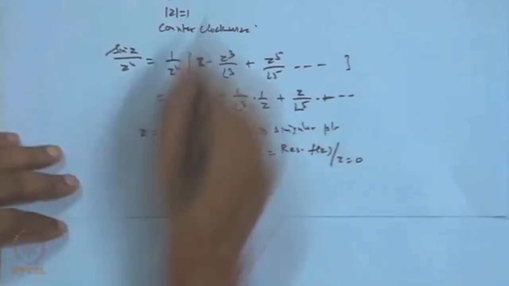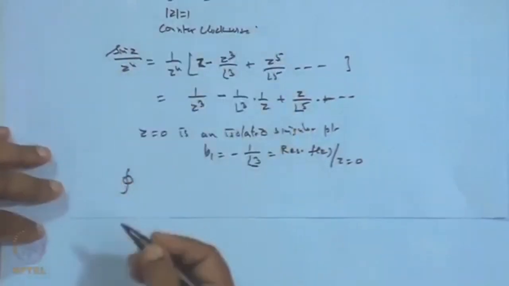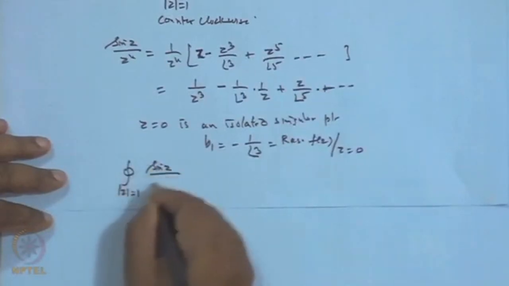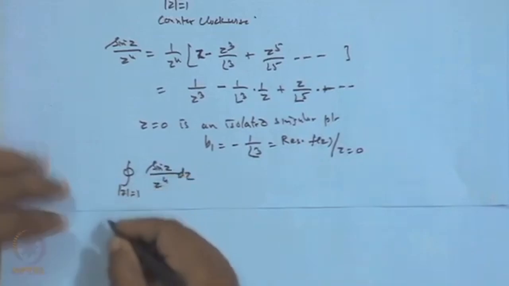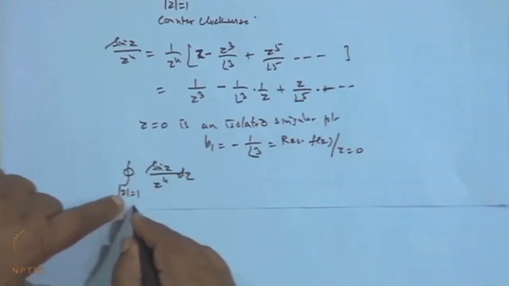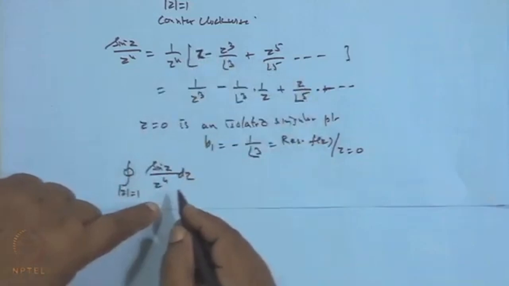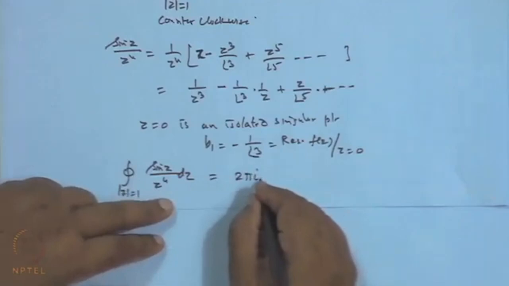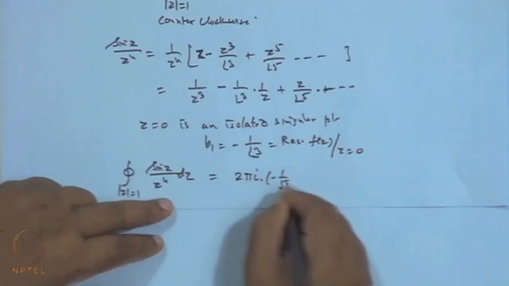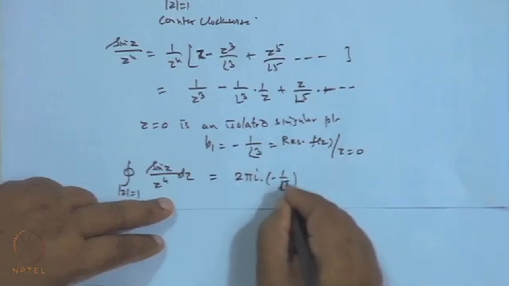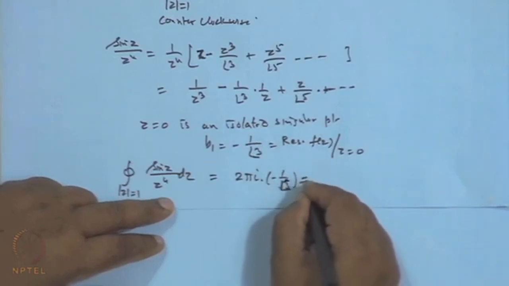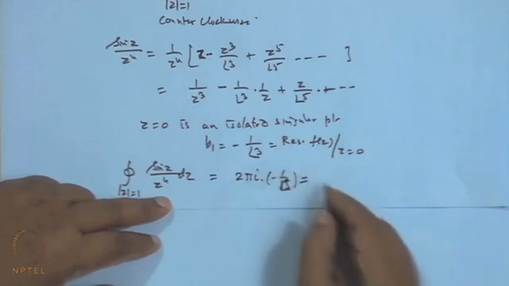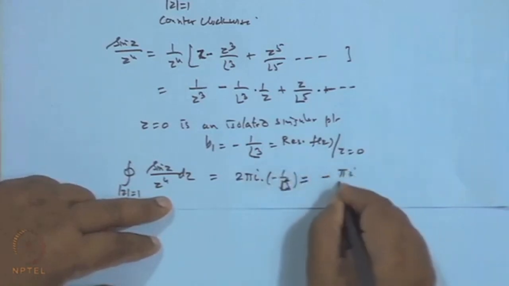So, if you are interested in this value, then we can get the integral of this function sin z over z to the power 4 dz along a curve mod z equal to 1, which encloses z equal to 0 as an isolated singular point. It is nothing but, by the theorem, 2 pi i times b1, which is minus 1 by factorial 3, sorry, 1 by factorial 3, and that comes out to be minus pi i by 3.